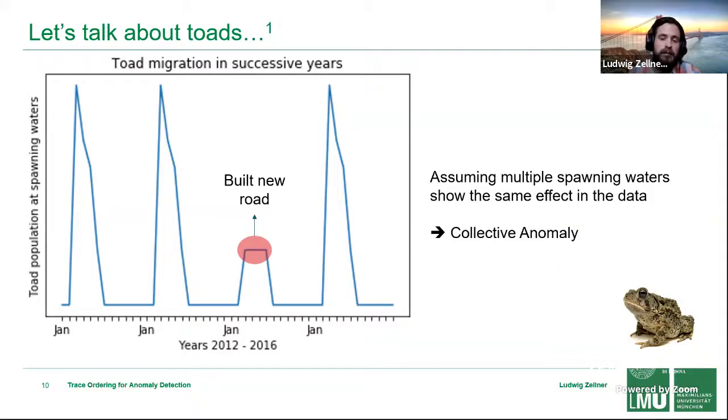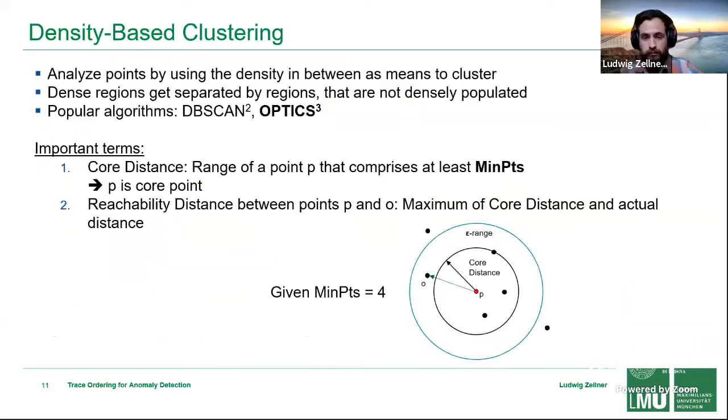So if we assume that multiple spawning waters show the same effect in the data, this can be seen as a collective anomaly, because a set of related data is anomalous with respect to the rest of the data. And this is exactly the type of anomaly we want to detect in the process data. And for our approach now, we are concentrating only on the time perspective of the data.